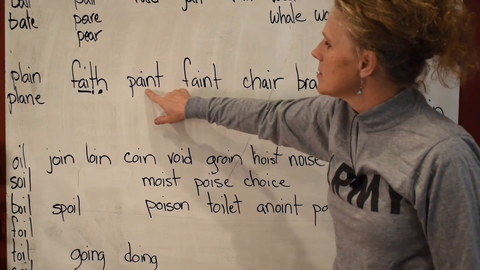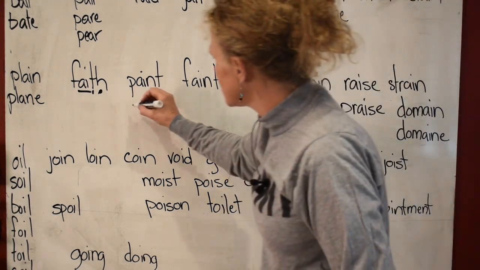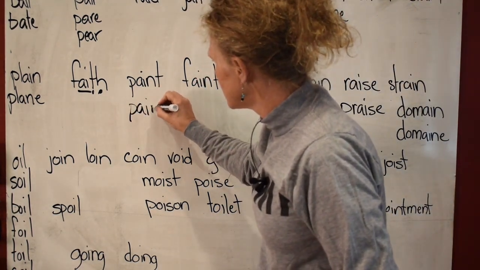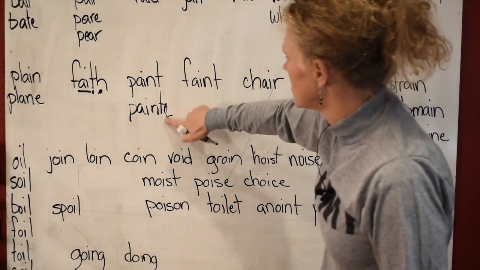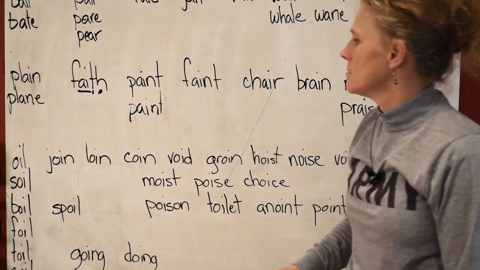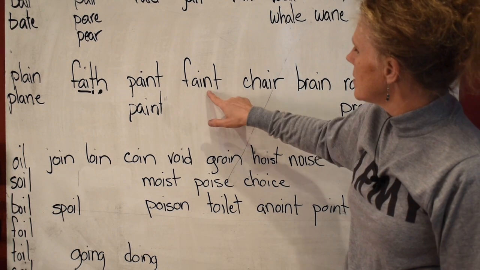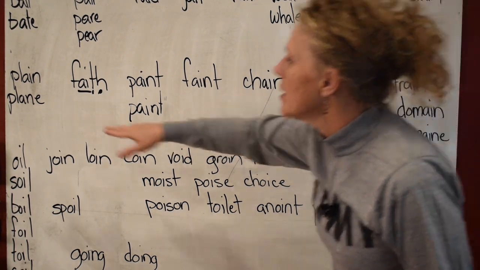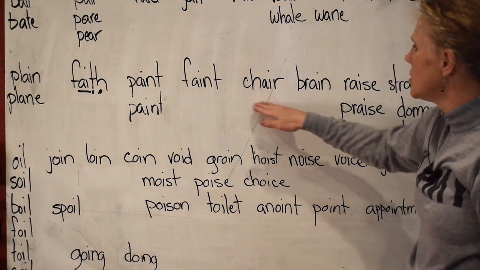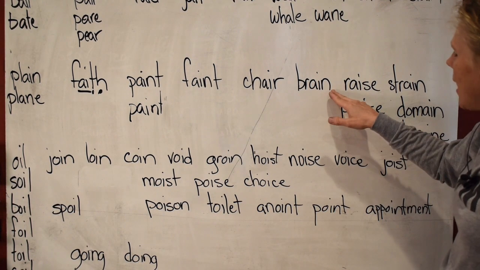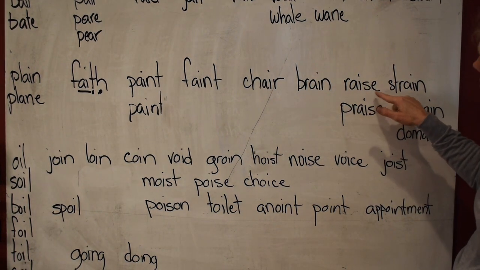Paint, see, two consonants. You're not going to have issues with a silent E. You can't do this. Don't do that. Paint. The E's there for a reason. Okay? Faint. So there's two consonants, so you will not have a silent E syllable that's forcing that A to be long. Chair, brain, raise. See how you have two letters here.